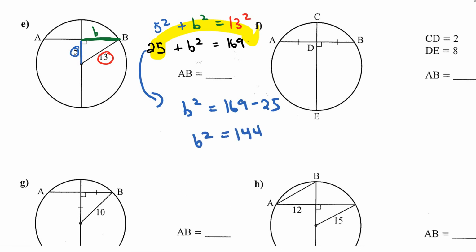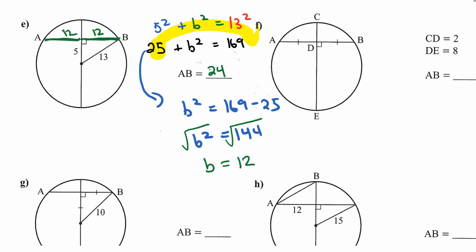Then I can take the square root of both sides, and the value of b is going to be 12. Okay, if I erase all this, I know that this distance right here is now going to be 12. So that means this distance here, the opposite side, has to be 12 too. So 12 plus 12 is going to be 24 for the value of AB there. So the answer for letter E is 24.